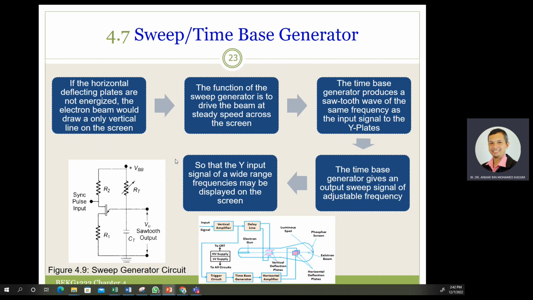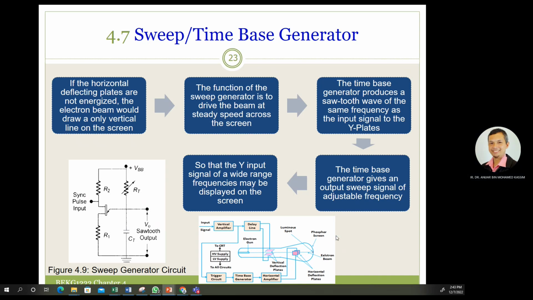The function of the sweep generator is to drive the beam at steady speed across the screen, and the time-base generator produces a sawtooth wave of the same frequency as the input signal to the Y plates. The time-base generator gives an output sweep signal of adjustable frequency, so that a Y input signal of a wide range of frequencies can be displayed on the screen.